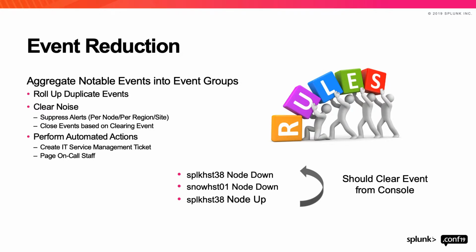Now, this is where we see a lot of customers take a wrong turn. Event reduction, or notable event aggregation policies, are not the same as correlation searches. While you may have a correlation search for every data source, you may just need event reduction rules for your entire organization. Most customers literally live with one aggregation policy.